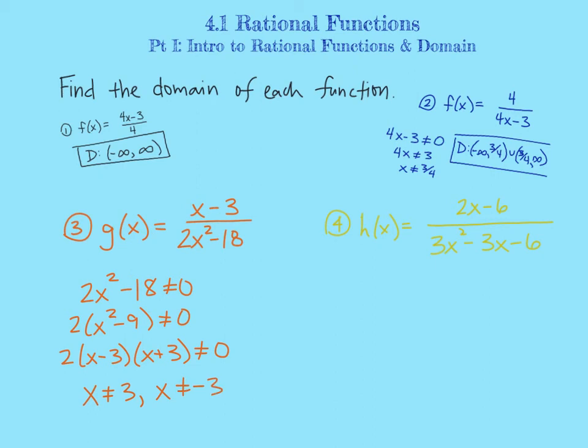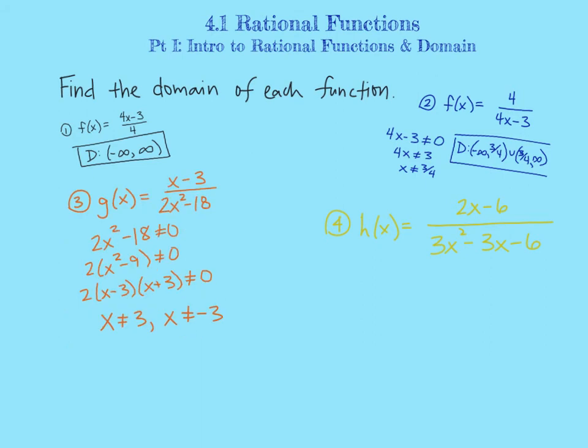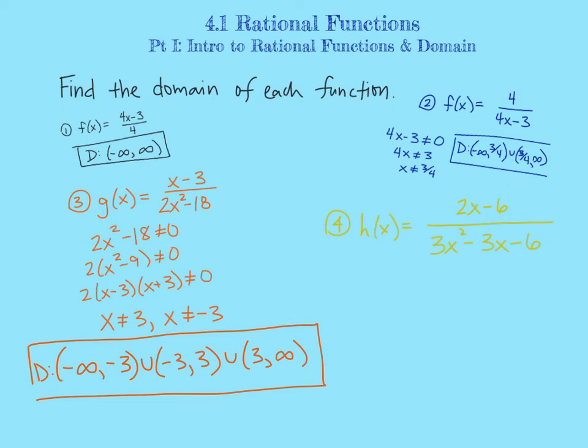Those are the restrictions on our domain, and we're going to write it in the same way that we wrote number 2. So we're going to start at negative infinity and go to our first value, which is negative 3, and skip over it. Then we're going to start at that value again and go to our other value we want to skip, which is 3, and then go from that value all the way to infinity. Because we have 2 restrictions on our domain, we're going to actually have 3 intervals that our domain is written in.